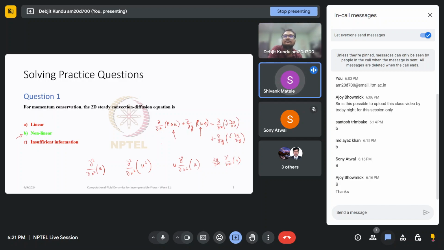The thing is, we only look into the higher order terms. Let's say if we have a second order equation, then we only look into del square phi upon del x square terms, or del square phi upon del y square terms. Lower order terms, we don't look into.